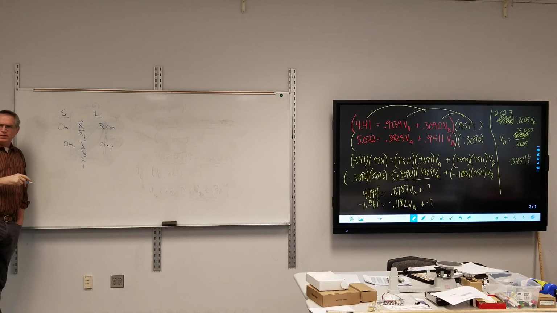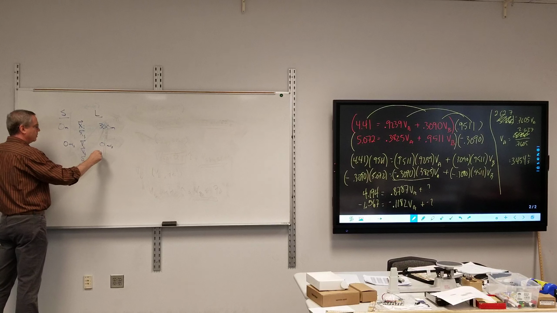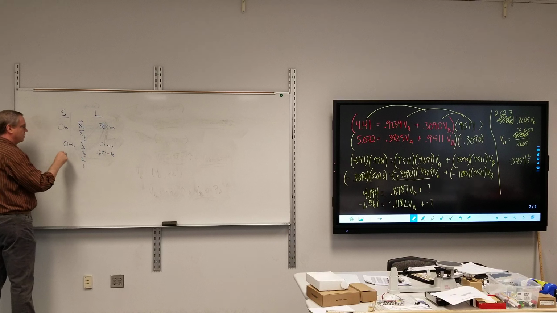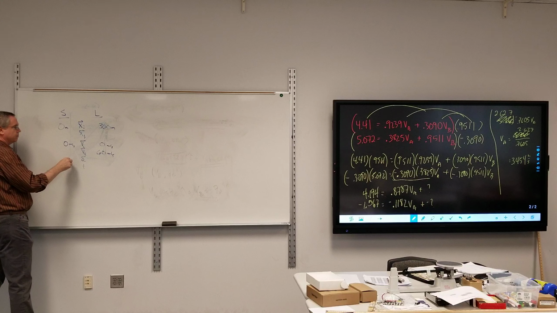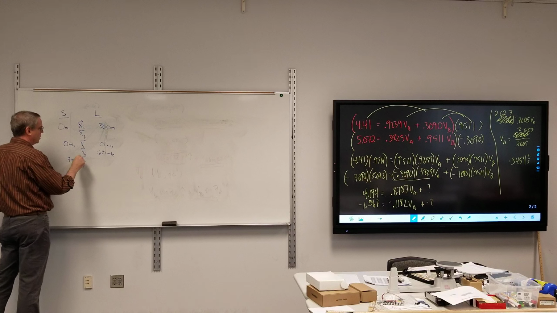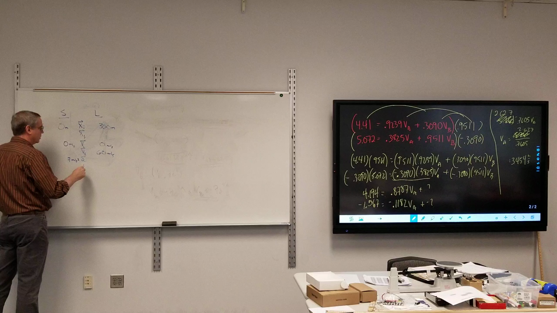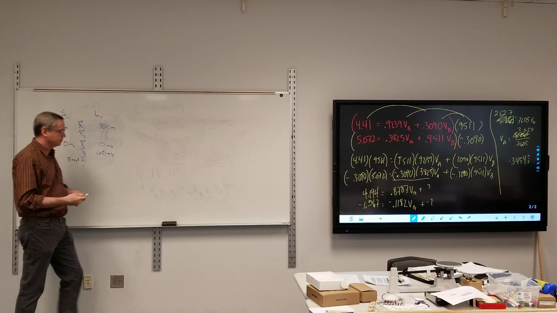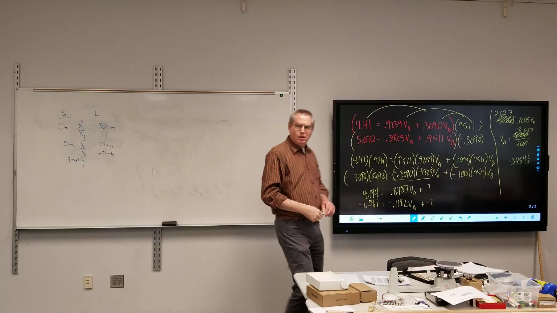Final velocity, 60 meters per second for Lou, and then we don't know for Sue. And then acceleration for Sue is 7 meters per second squared. And then for Lou, you don't know it, but I figured it out. It's 3 meters per second squared. And then we don't know time.